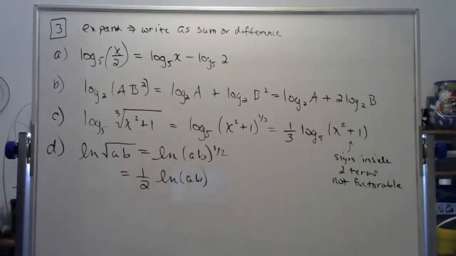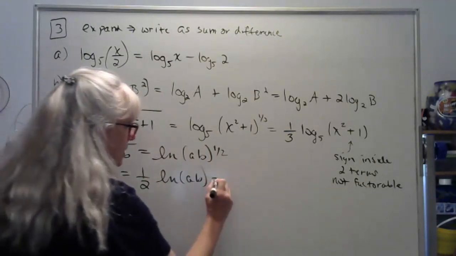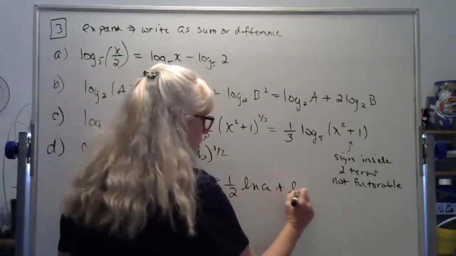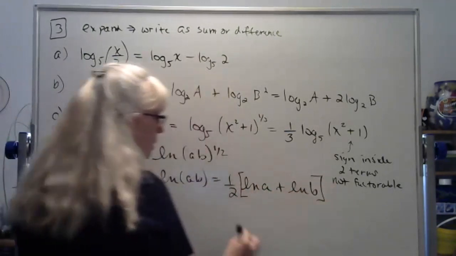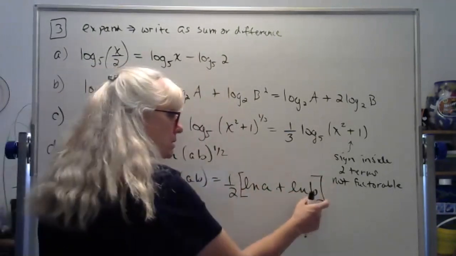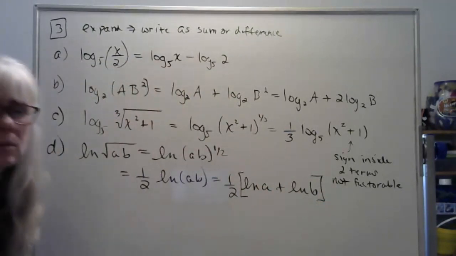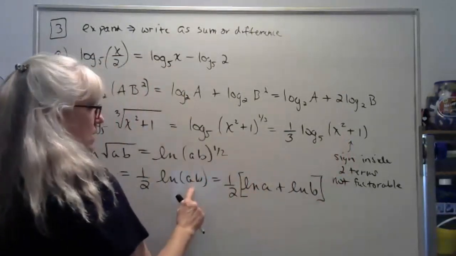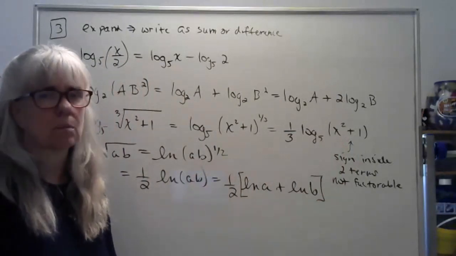But I'm not done this time. This time, because there is no sign on the inside, I can expand that as the natural log of A plus the natural log of B. And I'm going to choose to use brackets around them, meaning the 1/2 can be distributed in, or I can leave it out in front. So that's your final answer. So it's really important that you see the difference between part C and part D in terms of what you can and can't do. It all comes down to those inside signs, pluses and minuses.